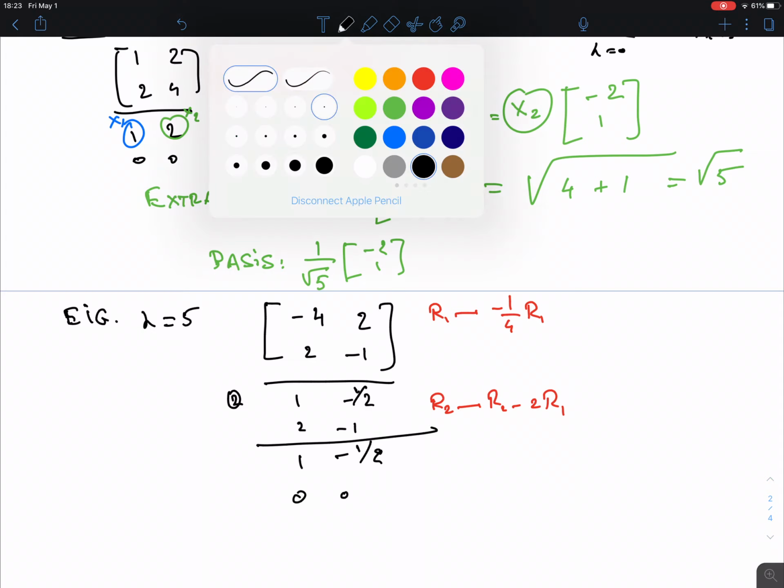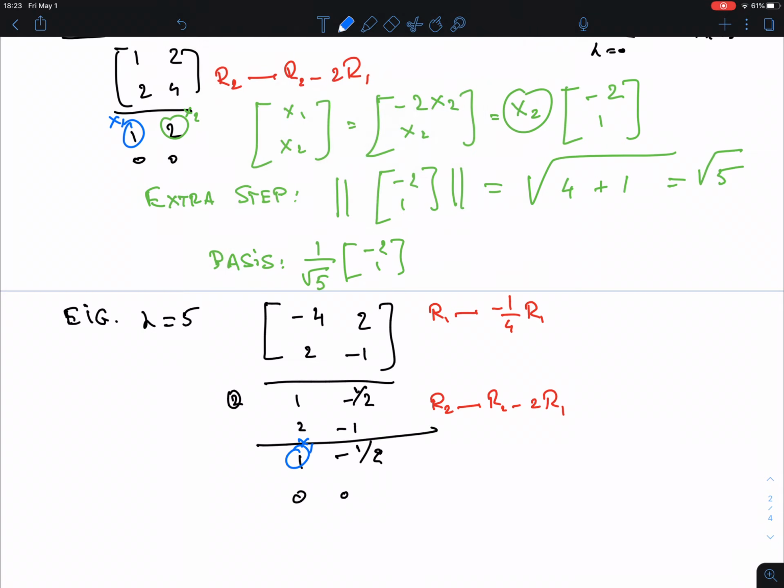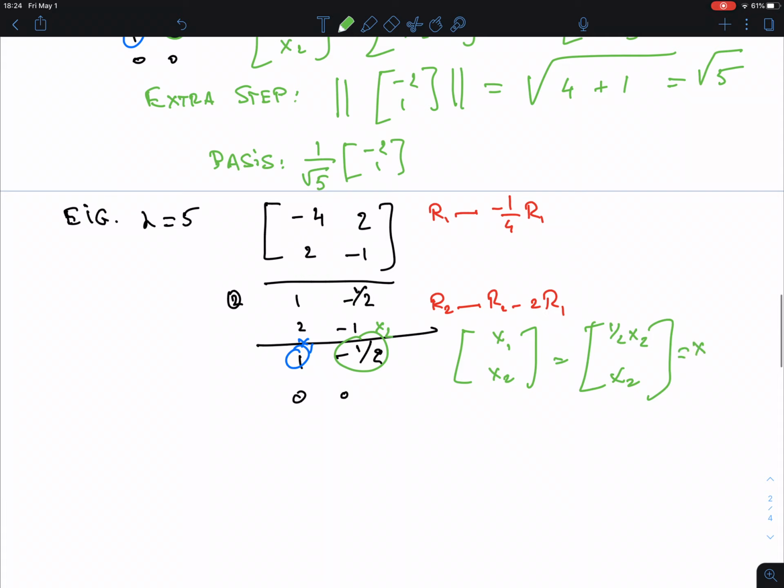Okay, so x1 is our pivot variable, x2 is our free variable, and so we get x1, x2. The free variable is always equal to itself, and what is x1? Well, it is a half x2. So I factor out x2 and get a half 1. Now, you see fractions are almost inevitable, so I'm not going to bother by the fact that I have a fraction here. I'm just going to do the extra step.